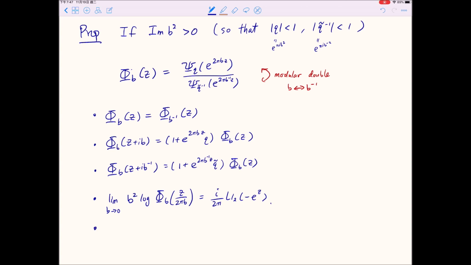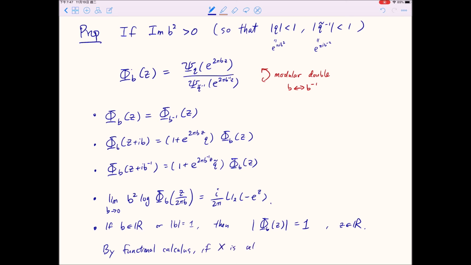And finally, also, if b is real, or the modulus of b is 1, then this function has norm 1 for real C. This is very useful, at least for my purpose, because by functional calculus in functional analysis, if you have a self-adjoint operator on a Hilbert space, then automatically this expression will be a unitary operator on X.